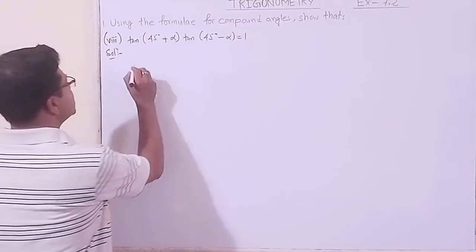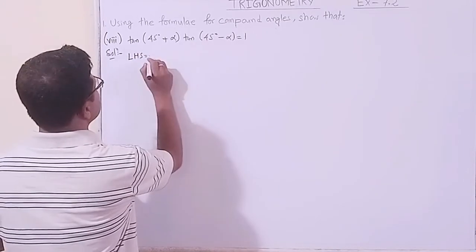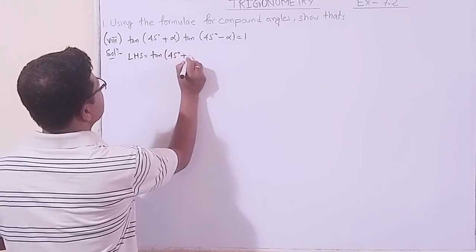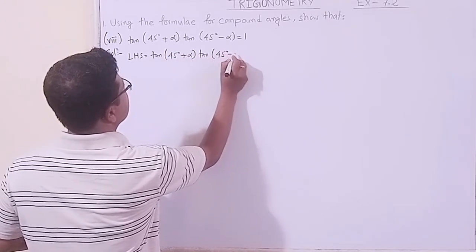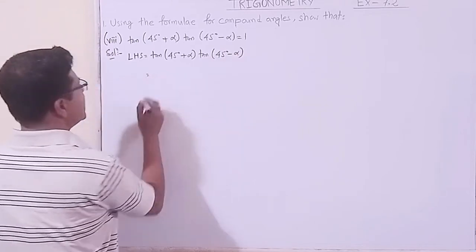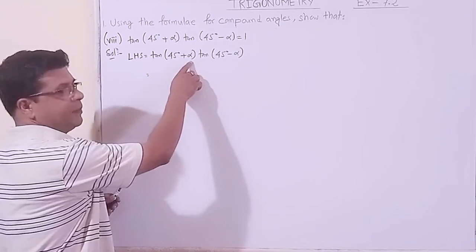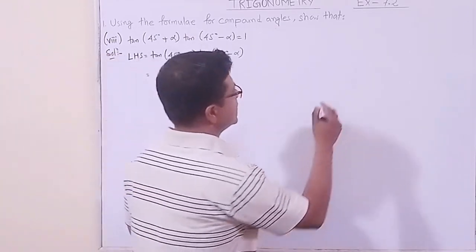Okay, now in this question let us write the left hand side. We have to prove this equal to 1. Now we have to identify in which form they are. This is in this form, tan of A plus B, and this is in this form, tan of A minus B. So let us see what the formula actually is.